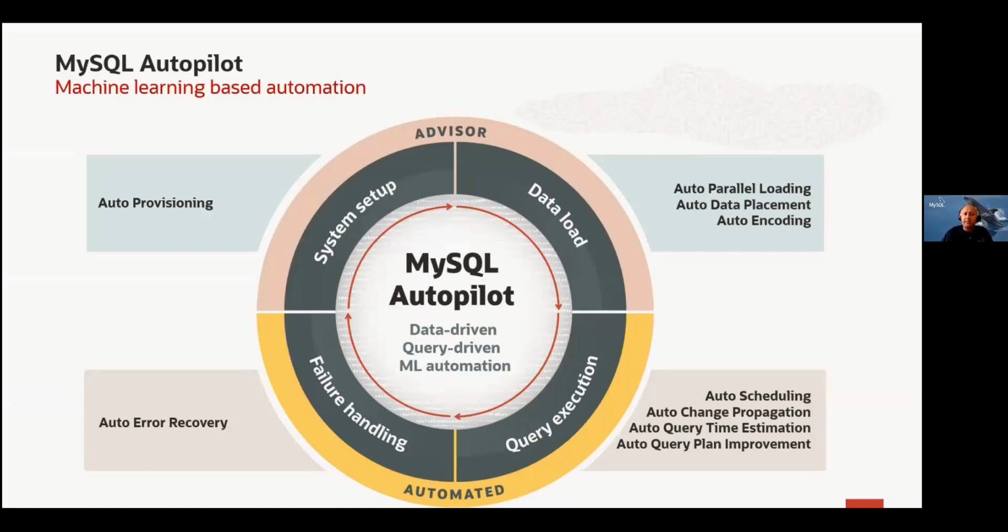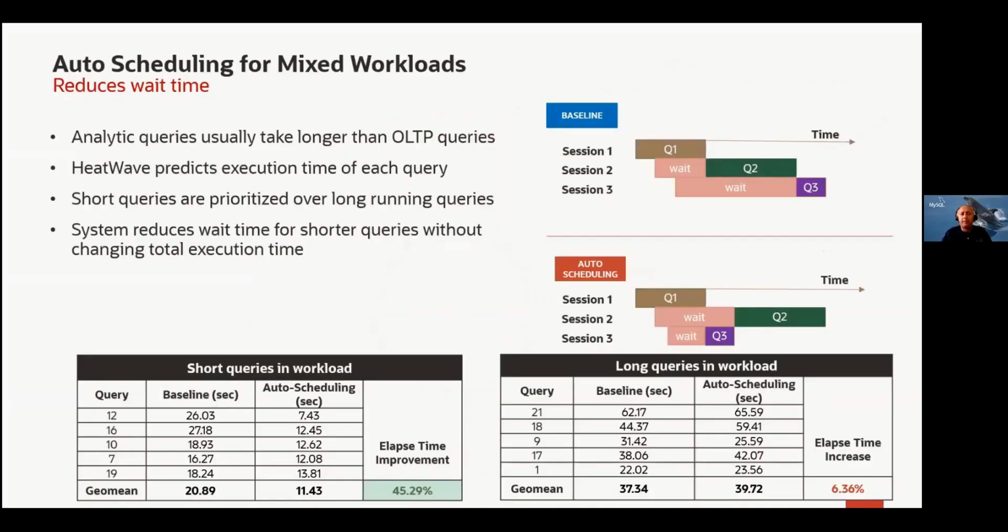One of the things we have done specifically for mixed workloads is the first one shown in query execution, which is auto scheduling. Let me talk about that in a little more detail. As I said, mixed workloads are those which have a combination of transactional processing as well as queries, or decision making, as you may call it. OLTP queries are typically very, very short running, whereas queries which are a little more complex are going to take longer.